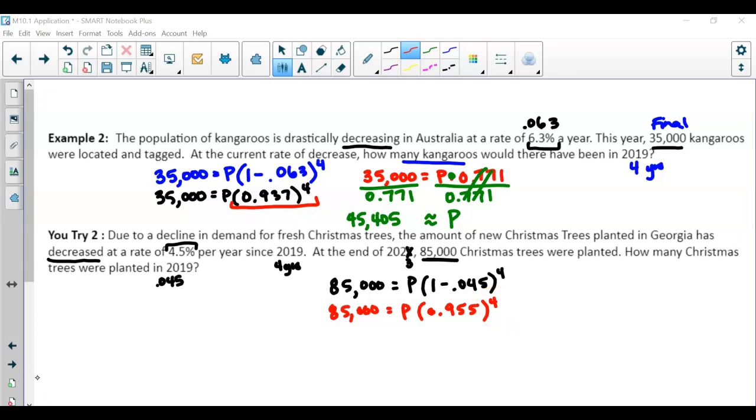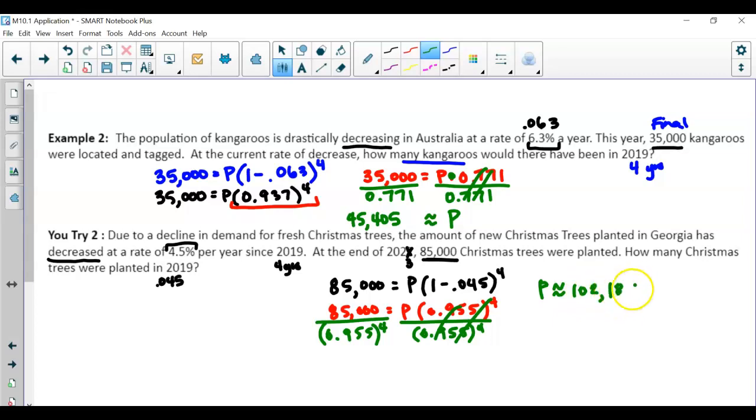So here, you could raise this and put this in the calculator. I'm going to go ahead though and show that whatever we end up with here, we're going to divide by 0.955, which is being raised to the 4th power. So since this is being multiplied by P, we're now going to divide by that value. And so here, the initial amount of Christmas trees that you should have gotten is approximately 102,189 Christmas trees.